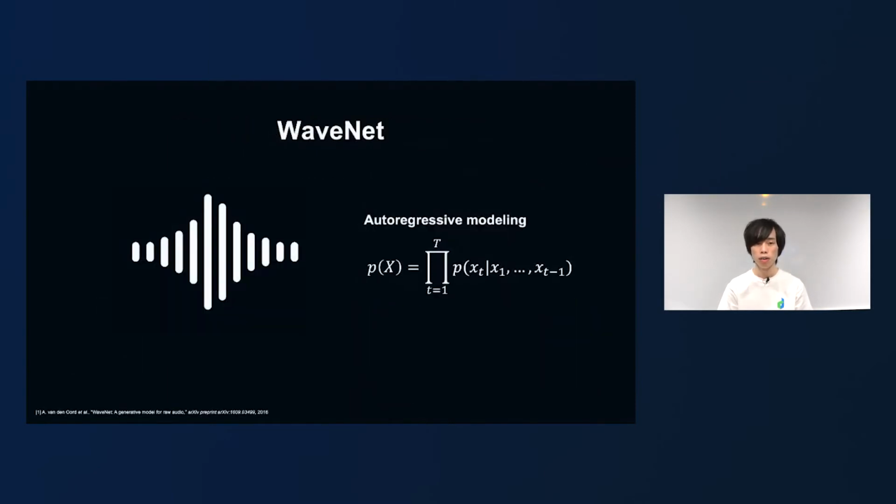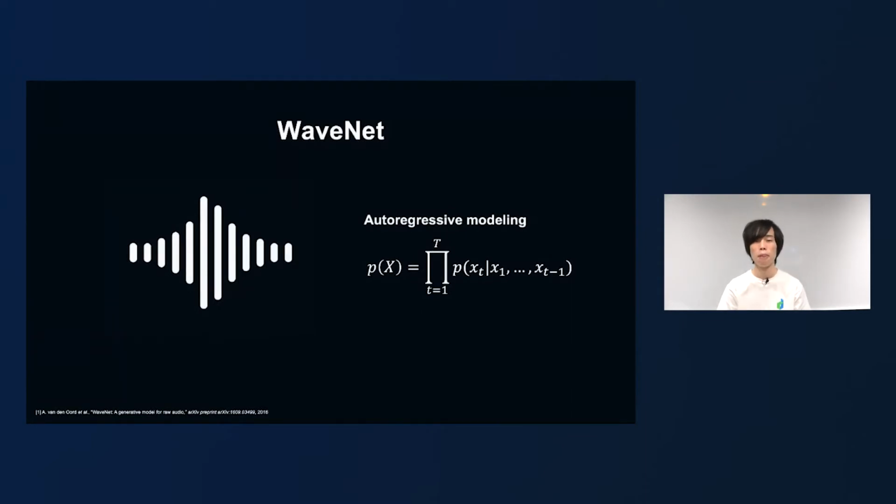Before talking about parallel WaveGAN, there is an essential method in neural vocoder. That is WaveNet, which was proposed by Google in 2016. WaveNet, as the name implies, is a neural network that generates speech waveforms. It is an autoregressive speech generative model in which a speech sample at time t depends on all speech samples up to time t-1. Based on this model, WaveNet generates speech samples in sequence from the beginning.